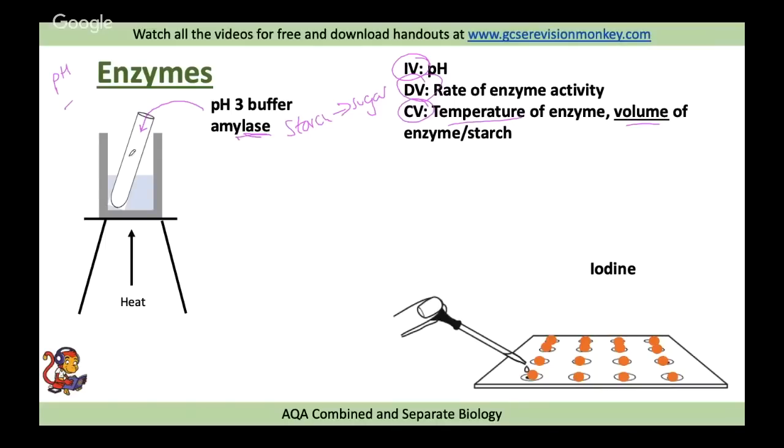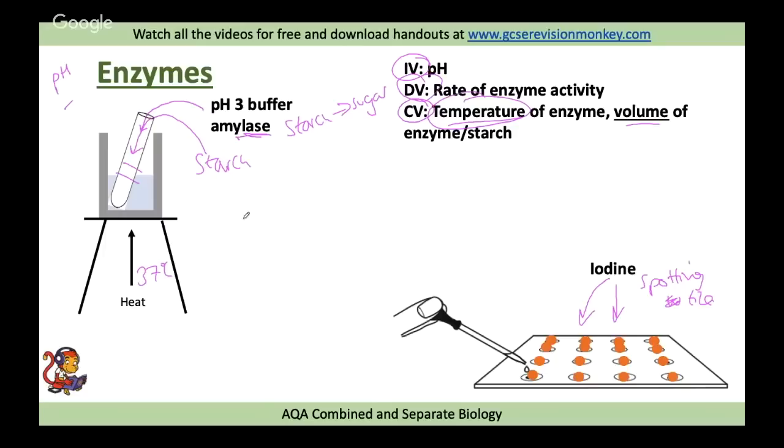So we're going to put the pH buffer in there, and then we're going to add the amylase on top, and we're going to heat it to 37 degrees C. We're going to try and control that because that is the optimum temperature for enzymes. We're going to set up over here a spotting tile by adding iodine into every single well, and that will go an orangey brown colour. And then we're ready to add our starch. So the final thing that we add into our test tube is our starch.